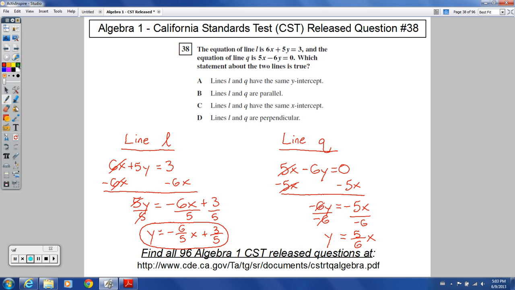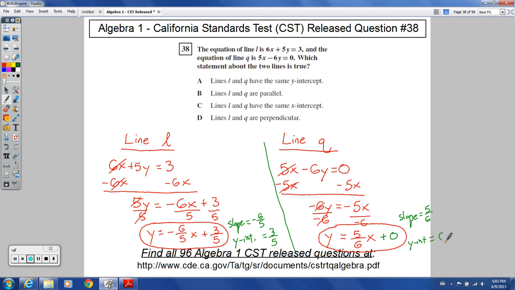And yes, you could think of this as plus 0. I'm going to write that in a different color here, just to remind us of that. It's there, but it's not there. We don't have to write it in. So what's true about these equations? Well, for line L, the slope is negative 6 over 5, and the y-intercept is 3/5. Over here, the slope is positive 5 over 6, and the y-intercept is 0.